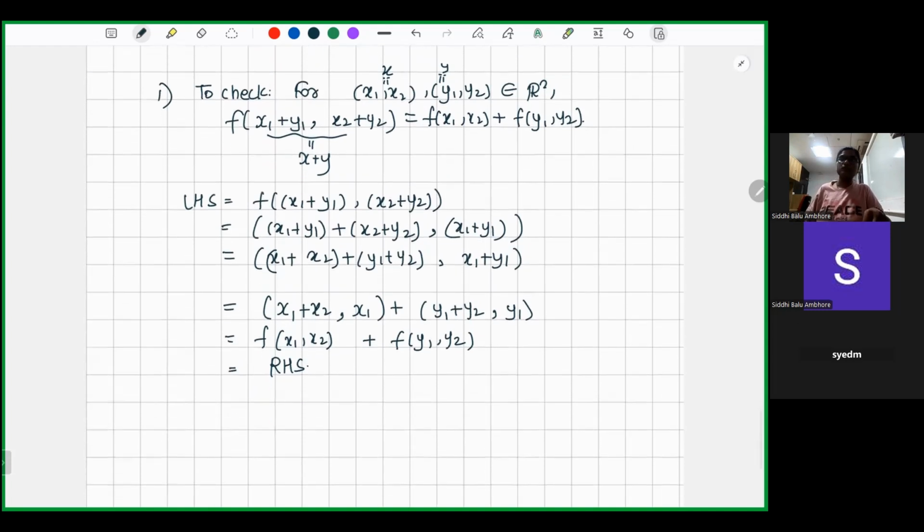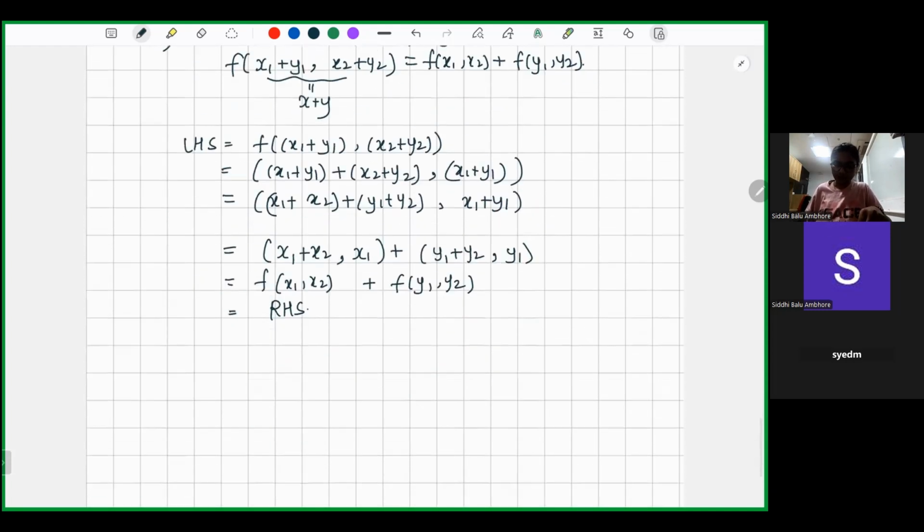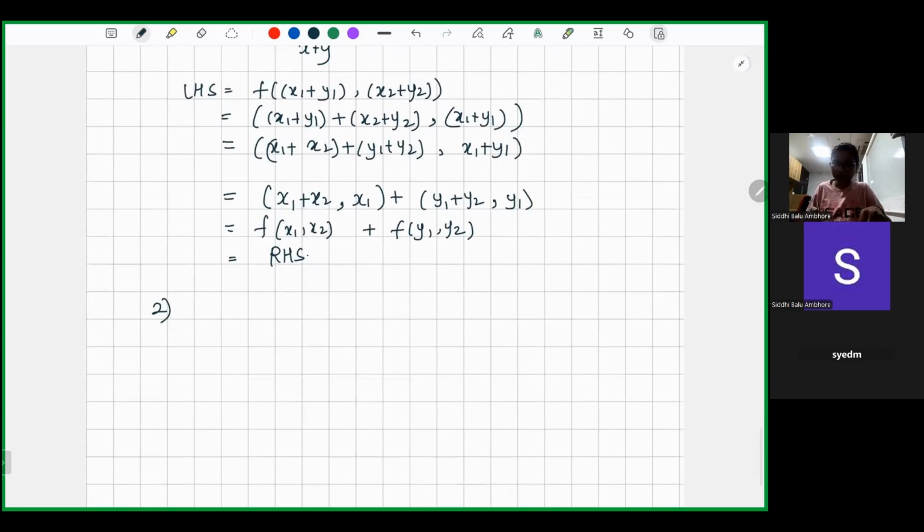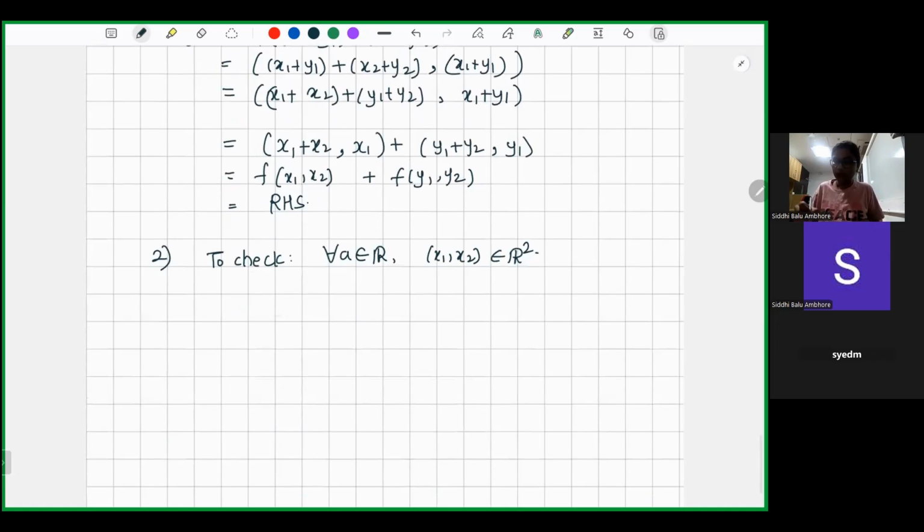So let us go to the second condition, that is we have to check for all a in R. Since we have to check whether this is an R linear map, my scalar must be from R, and let x1 comma x2 be an element of R2. Then we have to check whether f of a times x1 comma x2, so this is a x1 comma a x2, is equal to a times f of x1 comma x2.